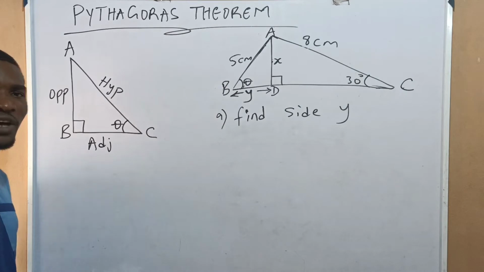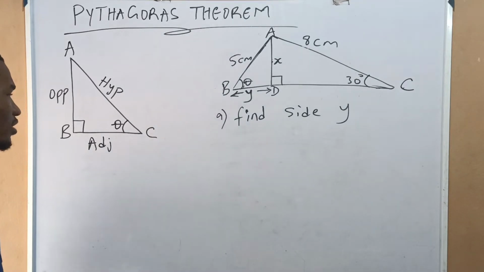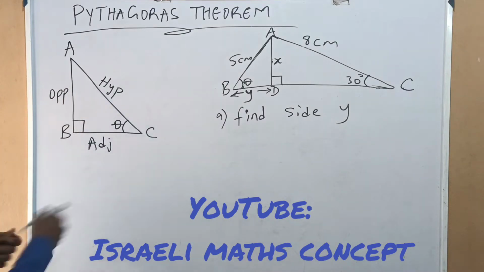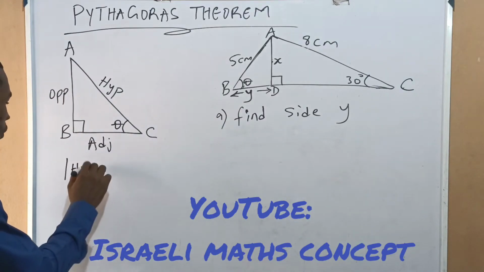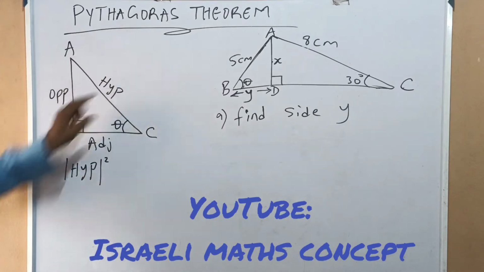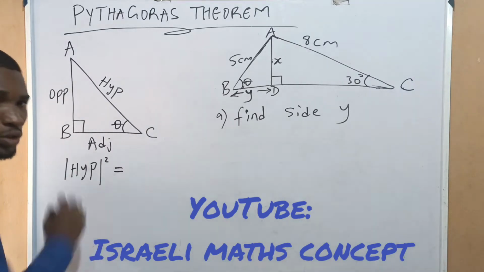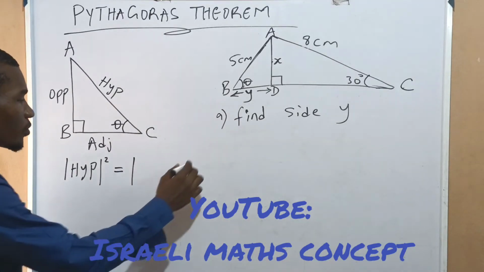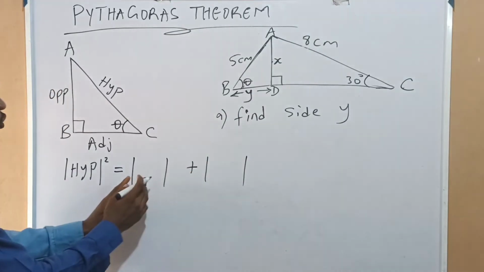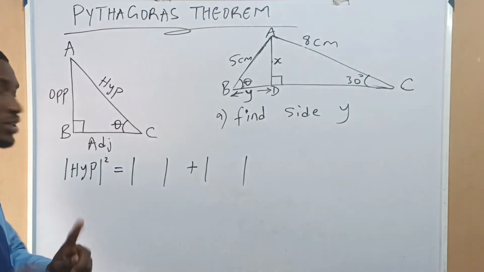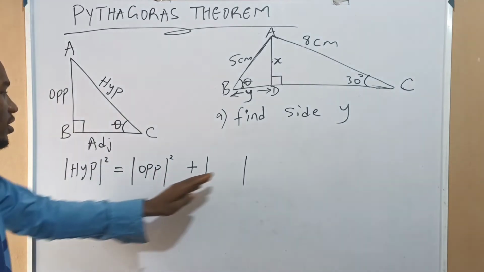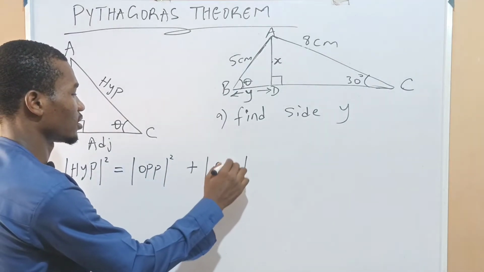Now I want to state the Pythagoras theorem. Pythagoras theorem states that in a given right angle triangle, the square of the hypotenuse side of this given right angle triangle is equal to the sum of the squares of the other two sides. And remember, the other two sides are the opposite side and the adjacent side. So the square of the opposite side plus the square of the adjacent side.